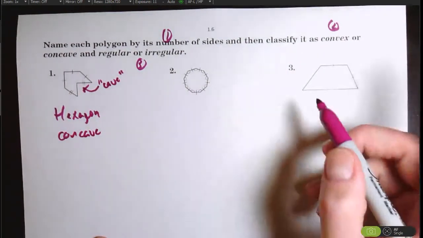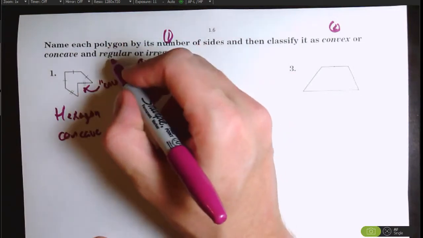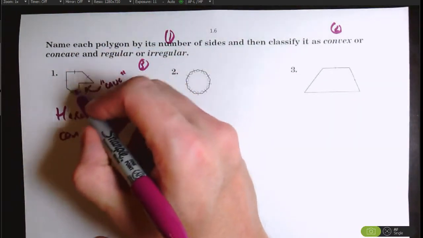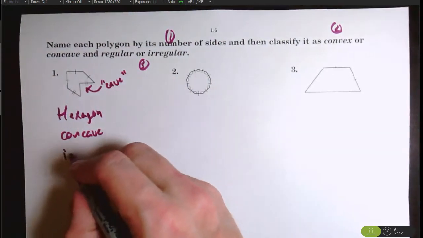And the last thing is regular or irregular. And regular means all sides congruent and all angles congruent. And clearly, not all the sides are congruent because they're marked differently. So it's irregular.